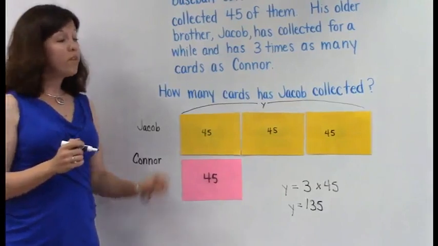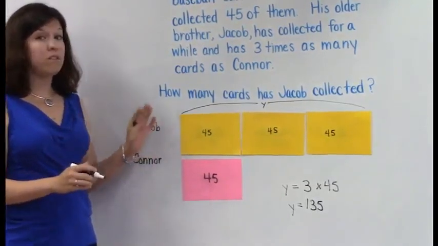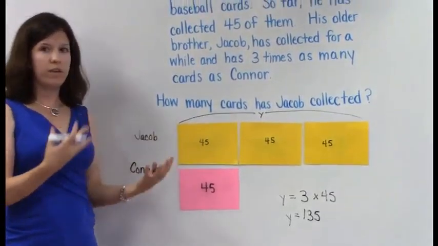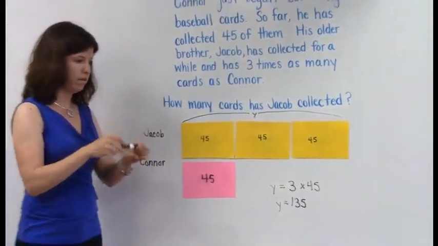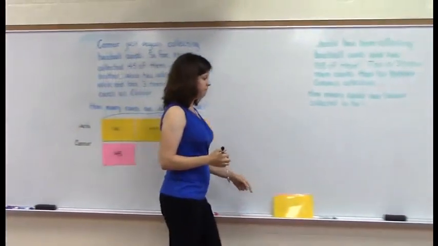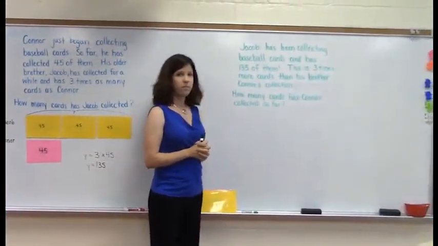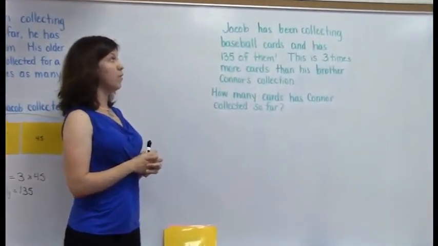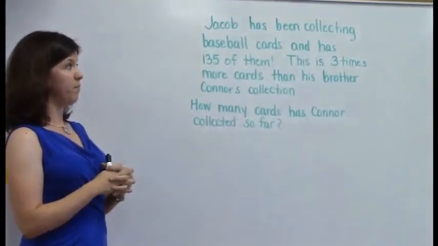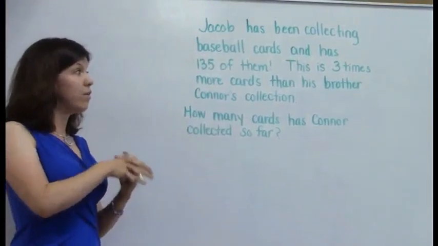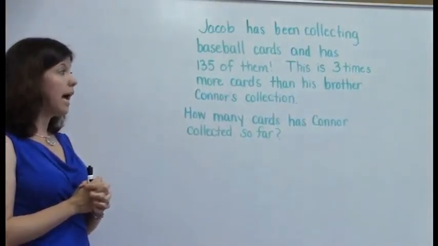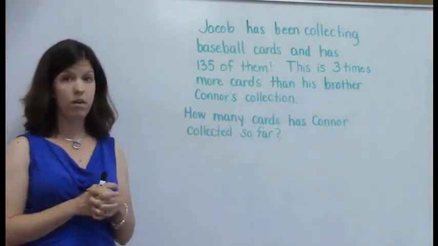Now, this bar model can also be used to solve a similar problem when a different piece of information is missing. So let's take a look at another example. Jacob has been collecting baseball cards and has 135 of them. This is 3 times more cards than his brother Connor's collection. How many cards has Connor collected so far?